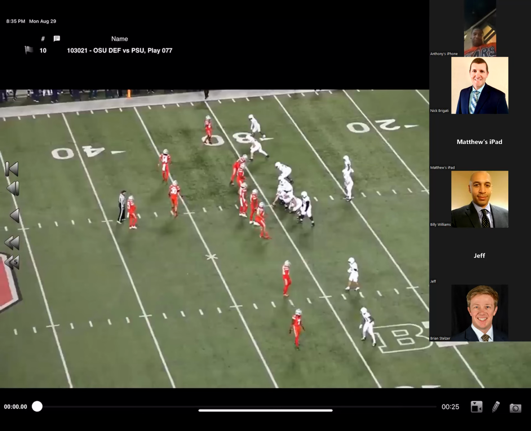11. 11. We got ineligible receiver downfield. Now, typically, this is a lineman.